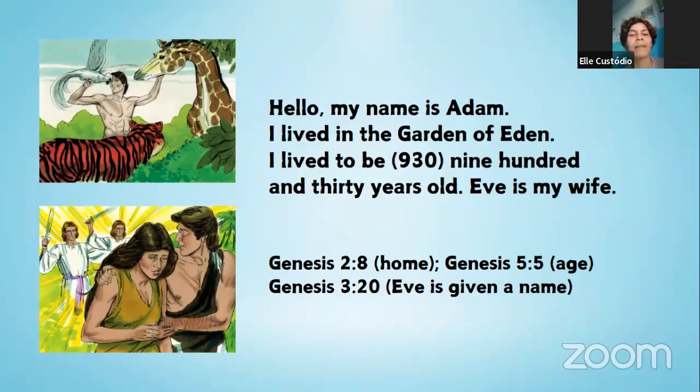Hello, my name is Adam. I lived in the Garden of Eden. I lived to be 930 years old. Eve is my wife. Yes. That's it.